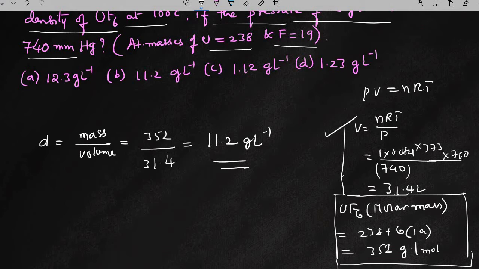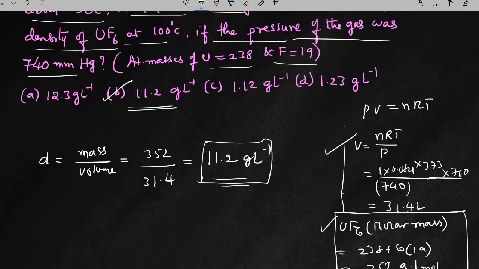get 31.4 liters volume. And using the formula UF6, the molar mass will come to 352, the sum of the atomic masses, that is 352 grams per mole. So this molar mass of 352 grams will be taken as mass, divided by volume 31.4, you will get 11.4 grams per liter as the density of this compound. That matches with our second option, 11.2 grams per liter, which is the right option for this question.